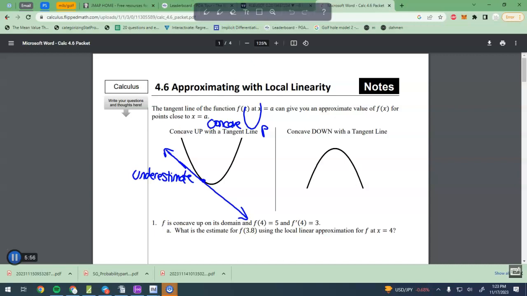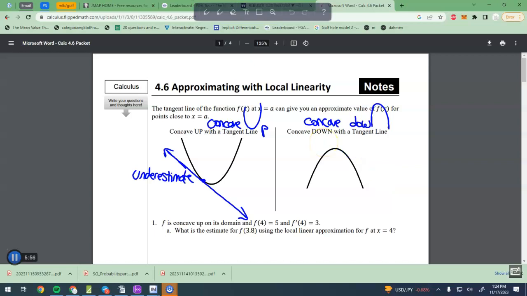Concave down is the opposite, so concave down is bending or curving down. Looks like the N. Concave down. And if I do that same type of line, I didn't draw it great, but that's always going to be above the curve, right?